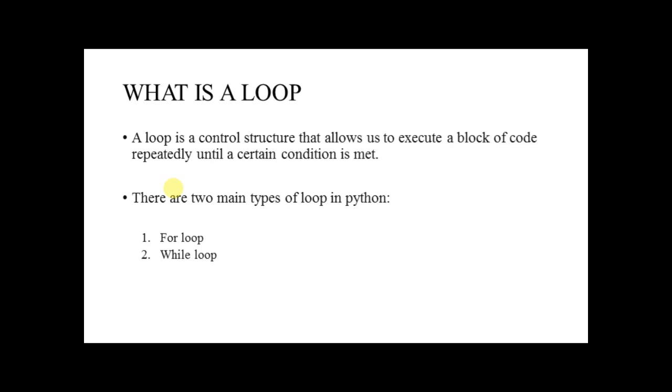Now we dive into loops. What is a loop? A loop is a control structure that allows us to execute a block of code repeatedly until a certain condition is met. It means we repeat a code over and over again until the specific condition of the loop gets satisfied, and the loop can then move us out of the loop. So there are mostly two types of loop. The first is the for loop and the second is the while loop.